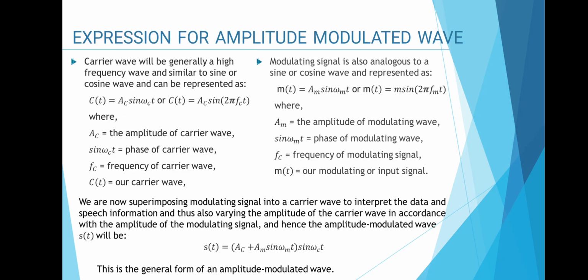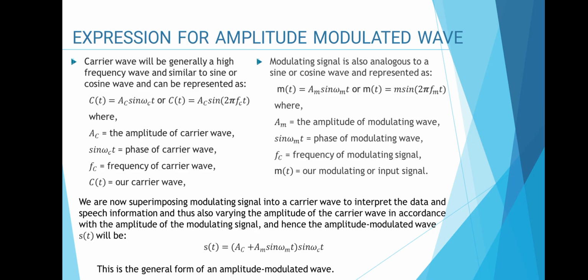Here is the expression for amplitude modulated wave. The carrier wave will generally be a high frequency wave similar to a sine or cosine wave. It can be represented as c(t) equals Ac sin(ωct), or c(t) equals Ac sin(2πfct). Here Ac is the amplitude of the carrier wave, ωct is the phase of the carrier wave, fc is the frequency of the carrier wave, and c(t) is our carrier wave.